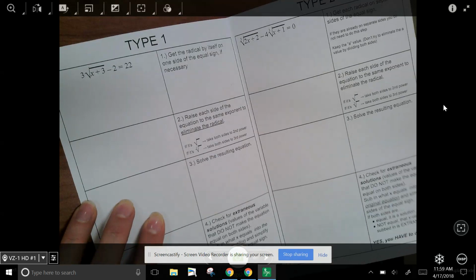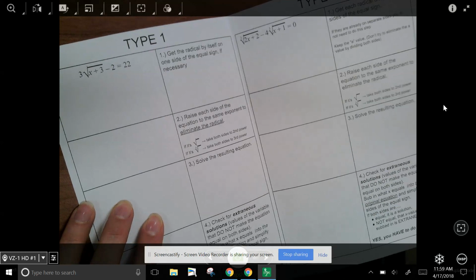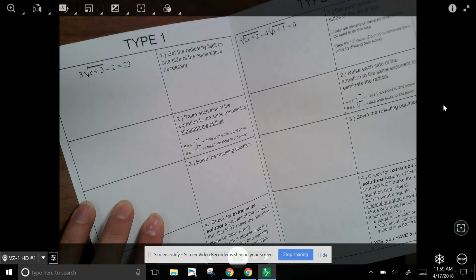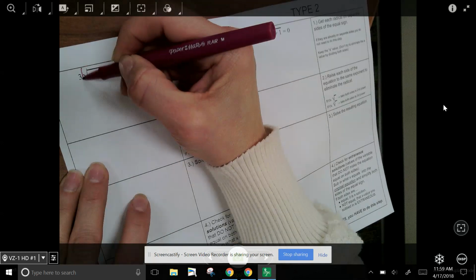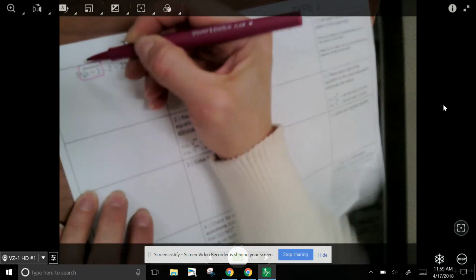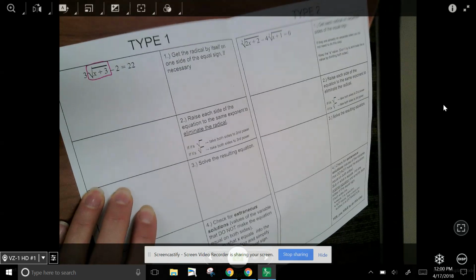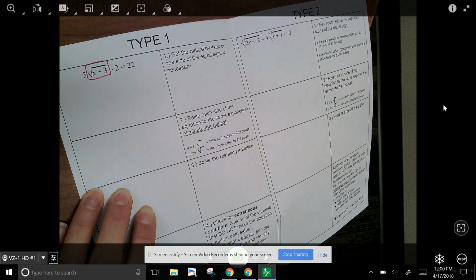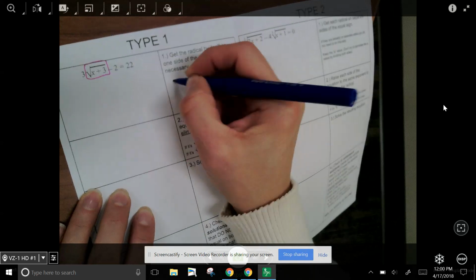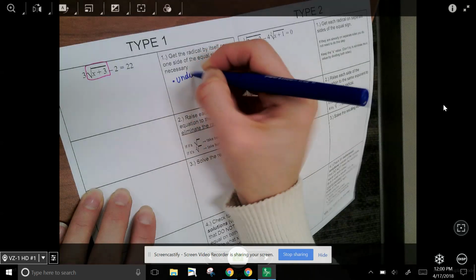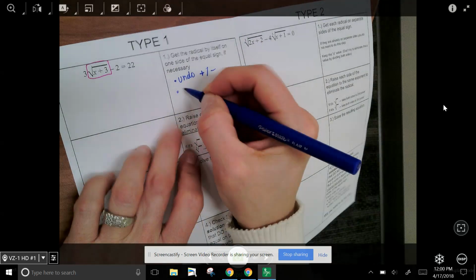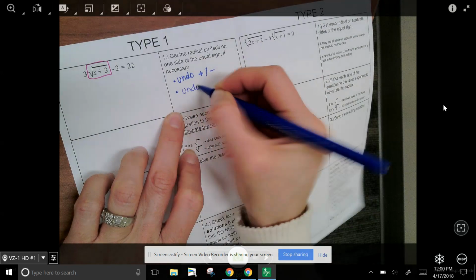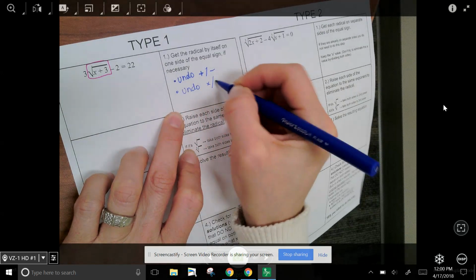So the first step when solving a type 1 problem is we need to get the radical by itself. When I'm talking about the radical, I actually mean this pink box. We need to get that whole quantity by itself. So in order to do that, the first thing we need to do is undo addition or subtraction. Then we'll undo multiplication or division.